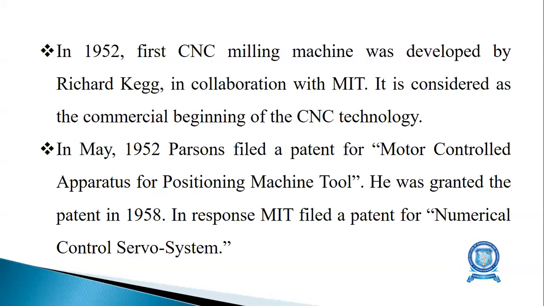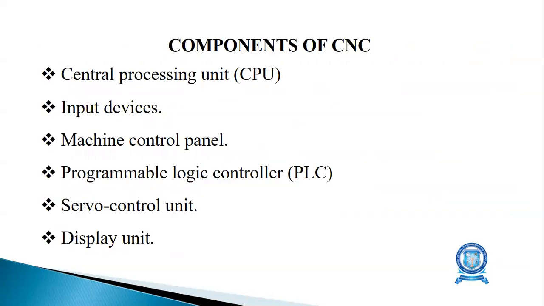In 1952, the first CNC milling machine was developed by Richard Hugg in collaboration with MIT. It is considered the commercial beginning of CNC technology. In May 1952, Parsons filed a patent for a motor controlled apparatus for positioning machine tools. He was granted the patent in 1958. In response, MIT filed a patent for a numerical control servo system.